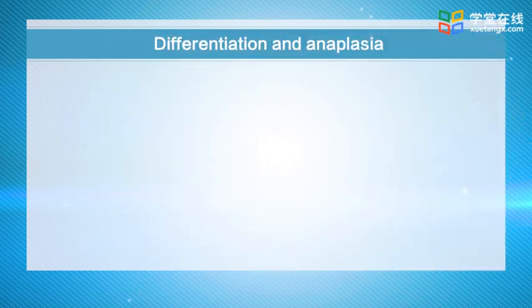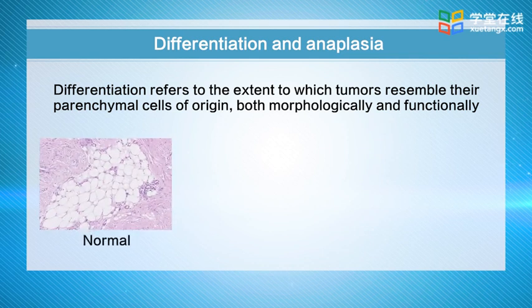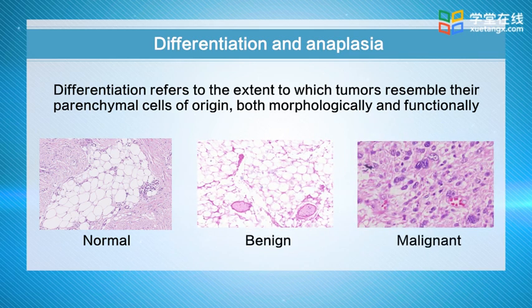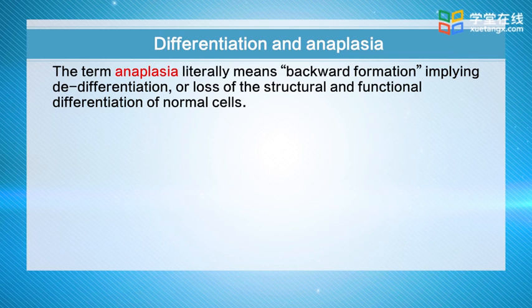First, differentiation refers to the extent to which tumor resemble their parenchymal cell of origin, both morphologically and functionally. Tumors composed of undifferentiated cells are said to be anaplastic, a feature that is a visible indicator of malignancy. The term anaplasia literally means backward formation, implying loss of the structural and functional differentiation of normal cells.